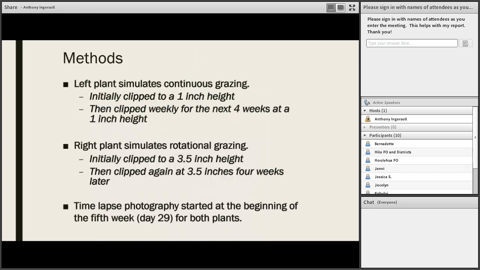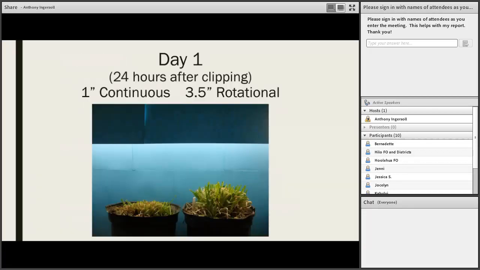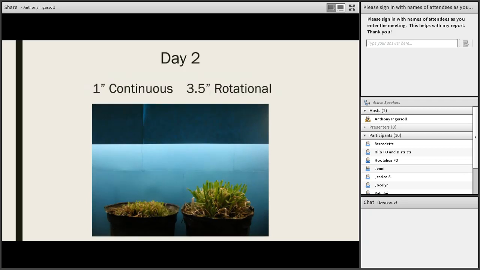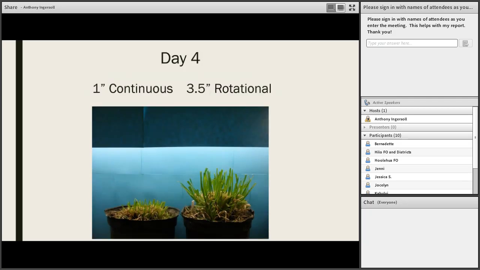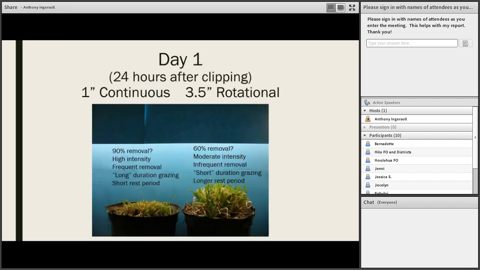I'm just going to go back. And so again, the one on the left was clipped to 1 inch once a week for 4 weeks. The plant on the right was only clipped to 3.5 inches, and then it was given a 4-week recovery period. And then in the days that followed that second clipping, or the last clipping at 4 weeks, this was the plant's responses. Pretty cool, huh?